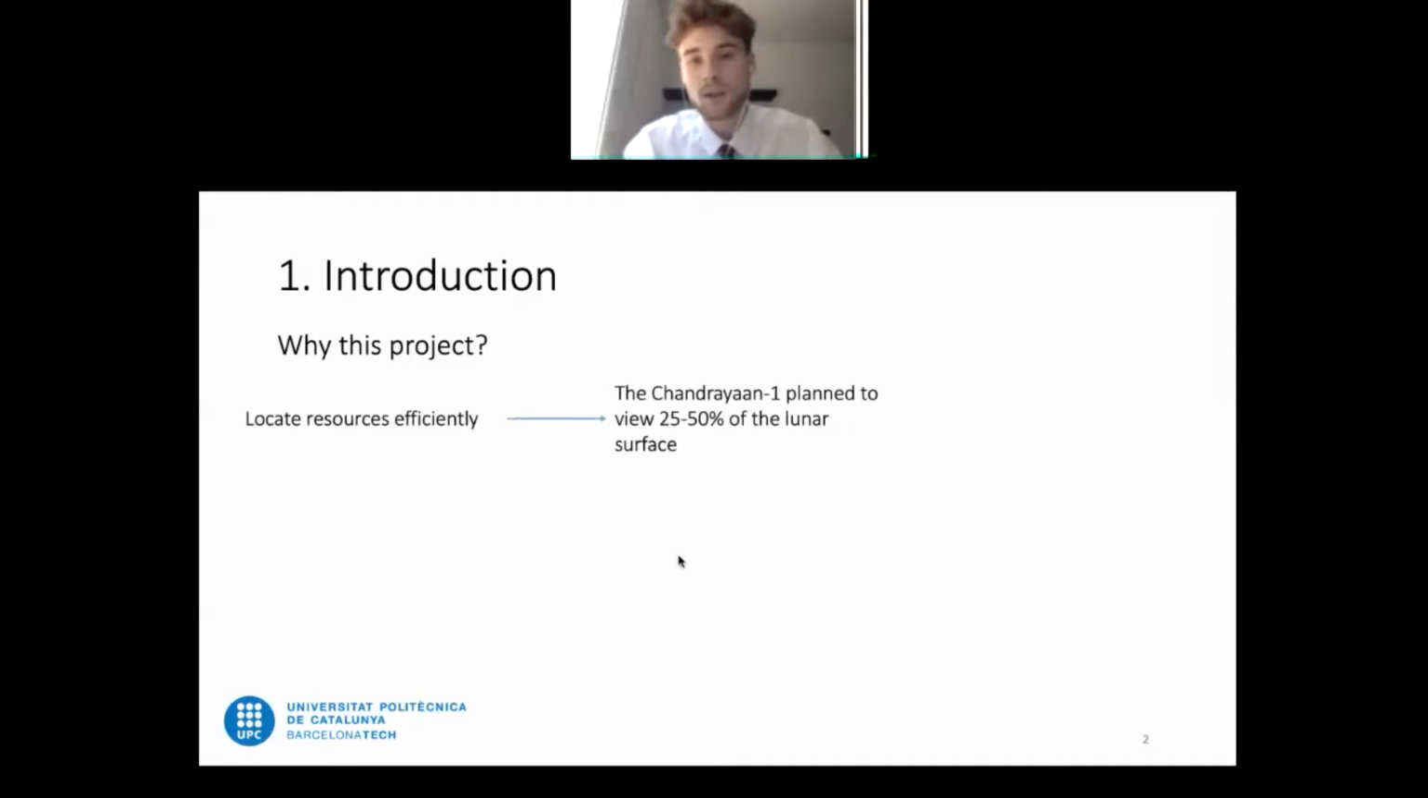And with reference to the Chandrayaan-1 satellite, this had the capability of viewing 25 to 50% of the lunar surface. And this was accomplished within its project lifetime of 2 years. This is a massive proportion of the lunar surface. When comparing this to tools such as rovers or manned missions analyzing the same amount of area, clearly implementing remote sensing would be more cost-effective, and it would take less time to analyze the same amount of area.